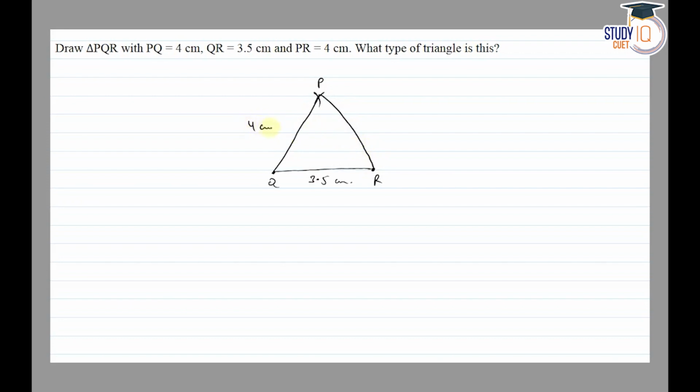So we get 4 centimeter and 4 centimeter. PQ and PR are equal. When two sides are equal in a triangle, the triangle is known as an isosceles triangle.